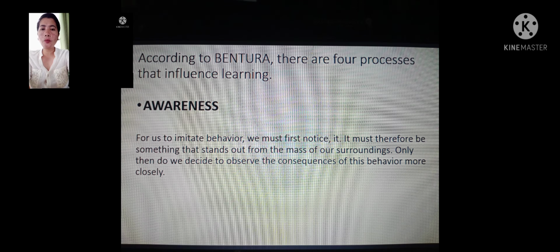According to Bandura, there are four processes that influence learning. The first one is awareness. To imitate behavior, we must first notice it. It must therefore be something that stands out from the mass of our surroundings. Only then do we decide to observe the consequences of this behavior more closely.